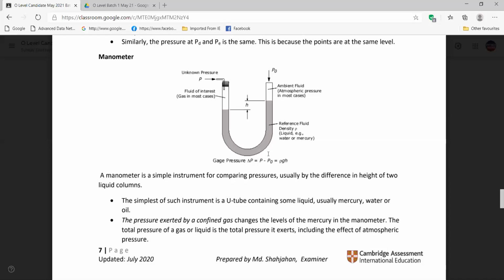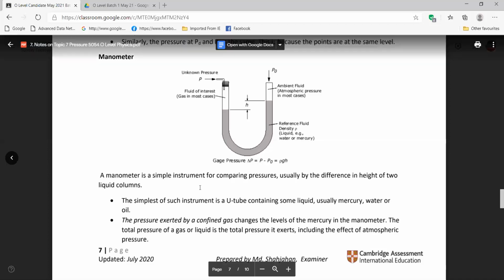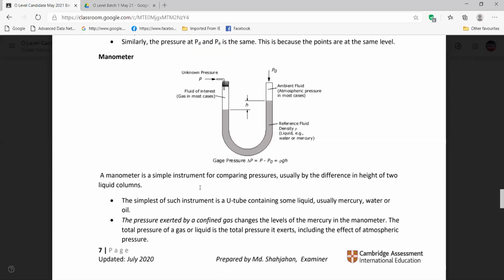Sir, one thing. For doing maths, should the value of atmospheric pressure be 100 kilopascal or 101 kilopascal? It depends. Atmospheric pressure, normally we give in standard form 1 into 10 to the power 5 Pascal. This way. Is it clear?